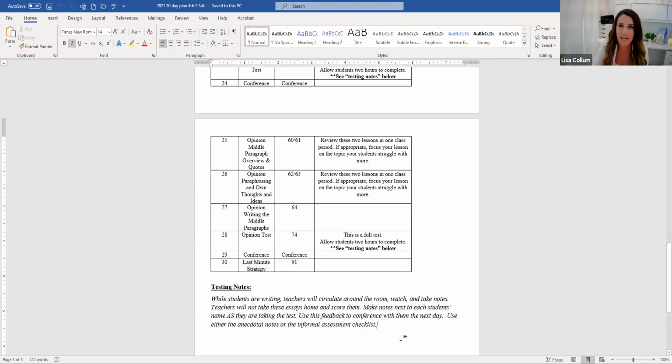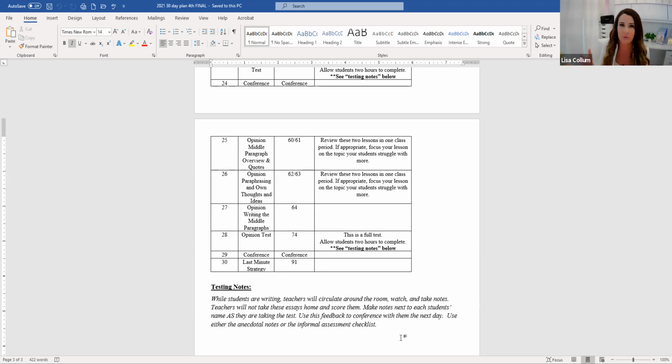Please make sure you read through the testing notes always before taking tests. This is something that I want all teachers to try to do, and this is where you take notes as students are taking the test, as they're writing. And this is important because we don't have time to go home that night and grade everyone's paper to provide feedback the next day. And feedback the next day is key to being successful in a 30-day plan.